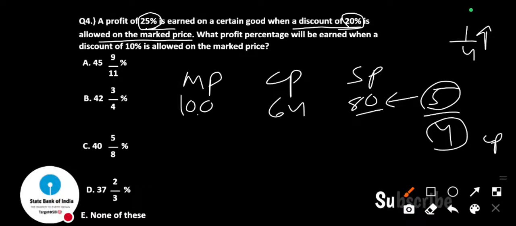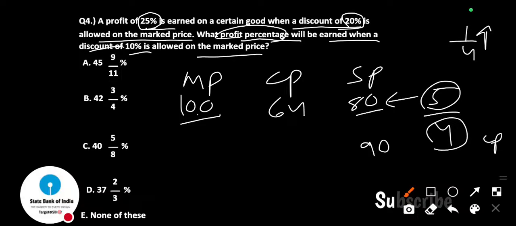Okay, so the cost price we got is 64. Now the question asked is what profit percentage will be earned when a discount of 10% is allowed on the market price. The market price is 100. If allowing only a 10% discount, then the selling price will be 90. Okay, now we need to find the profit percentage. Profit is the difference between cost price and selling price. We have 26 as the difference, and profit is always calculated on the cost price.